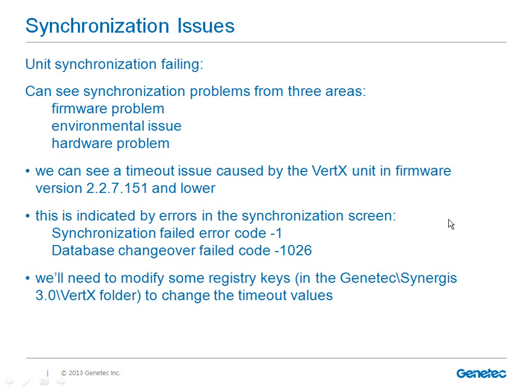If you take a look at the synchronization screen, below it you might see an error below the synchronization status. So the 2 errors that may indicate this problem are synchronization failed, error code -1, and database changeover failed, code -1026. Now we'll need to modify some of the registry keys in the folder that we had gone to before for the other previous registry modifications. Basically in our Vertex folder that we had modified some dwords in, we're just going to need to change some timeout values.